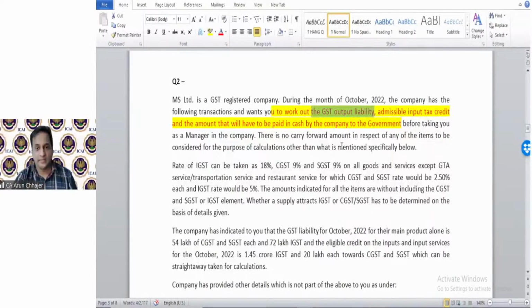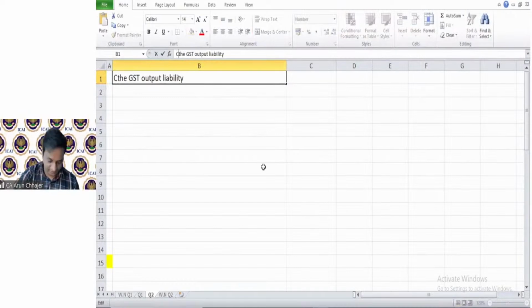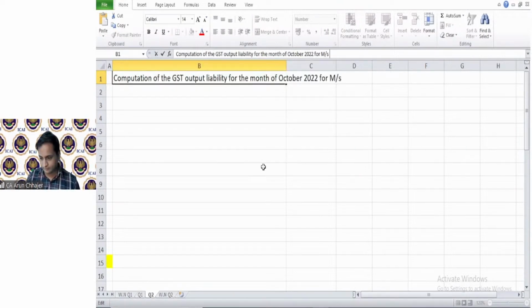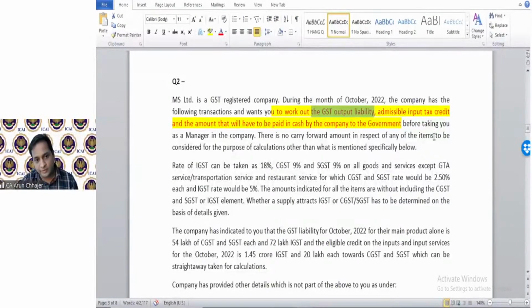So fine. The first will be the GST output liability. Correct? So I can say computation of the GST output liability for the month of October 2022 for Messrs. MS Limited. Okay. Then we will calculate the admissible ITC. Then we will calculate the amount of the taxes to be paid in cash.